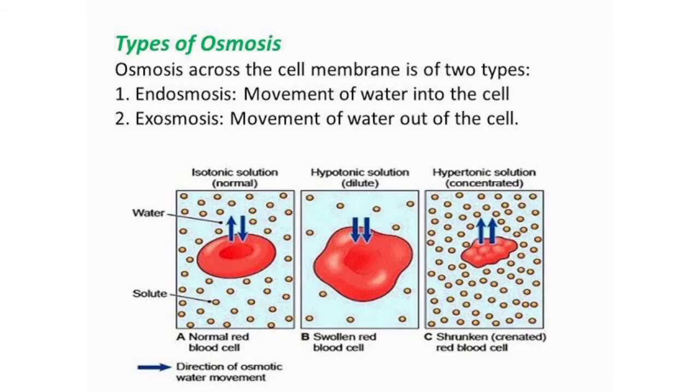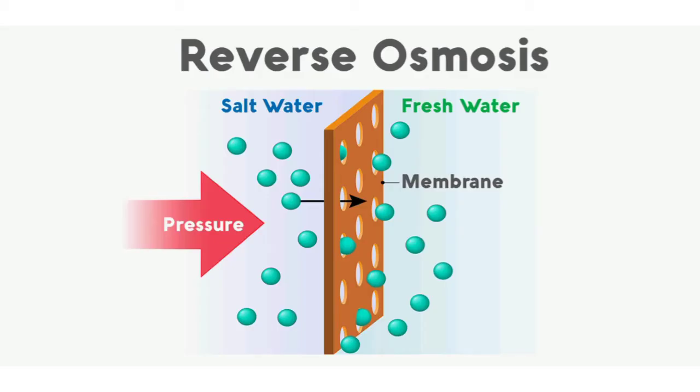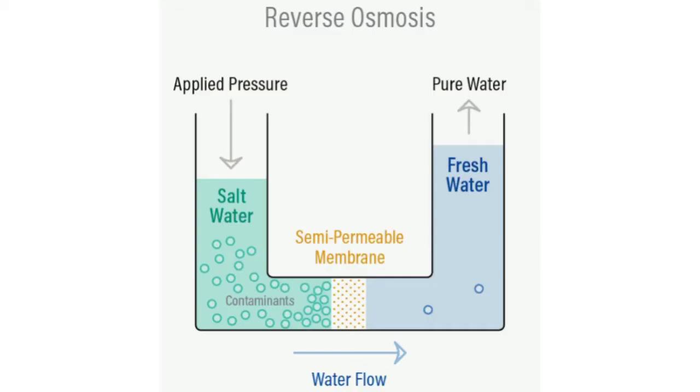There are two types of osmosis, exosmosis and endosmosis. When water exits from a cell, it is called exosmosis. When water enters the cell, it is known as endosmosis. What is reverse osmosis? Reverse osmosis ensures movement of water from a region of lower water content to a region of higher water content. Example, we get clean water from salt water.